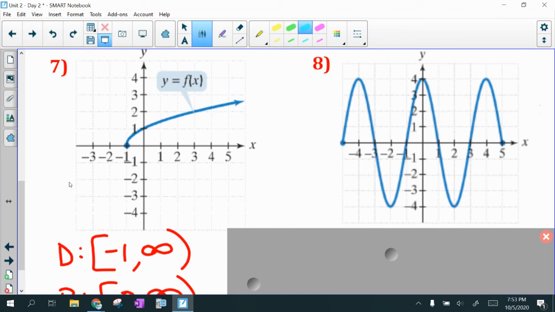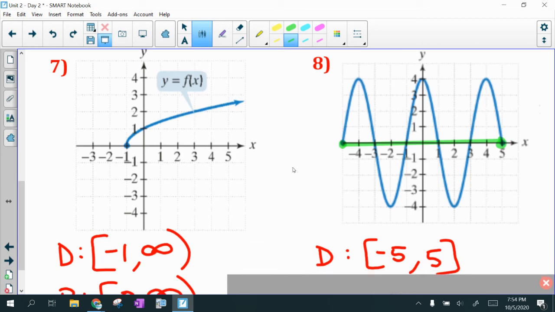Now, let's take a look at one that may be a little bit more challenging for some of you. Where do my x-coordinates lie? They start here, which is a closed dot. They go up to here. Again, always going from left to right. So I'm going to say it goes from -5 to +5. And since it includes both of these, I'm going to say brackets on both sides.